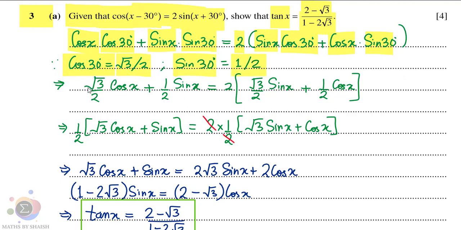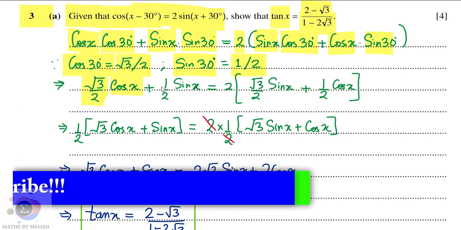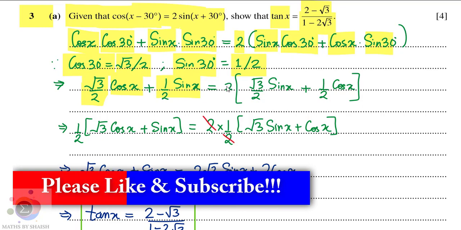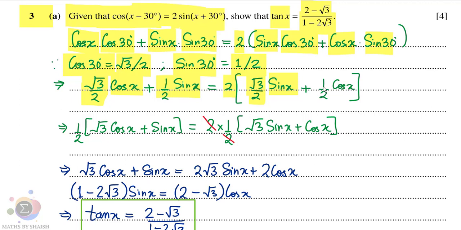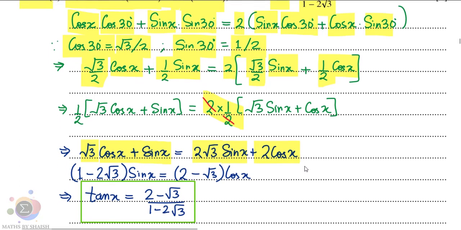When we substitute, we get root 3 by 2 cos x plus half sin x equals 2 times root 3 by 2 sin x plus half of cos x, because cos 30 is root 3 by 2. So we can take 2 common and we can cancel these 2, and then we take 1 by 2 common and multiply towards the left hand side. So the left hand side becomes root 3 cos x plus sin x equals 2 root 3 sin x plus 2 times cos x.